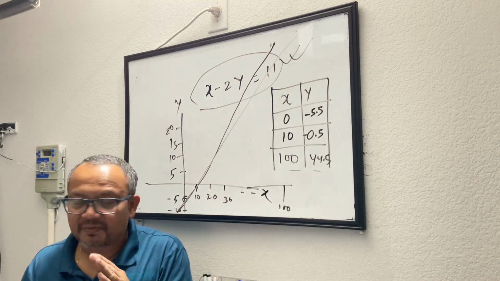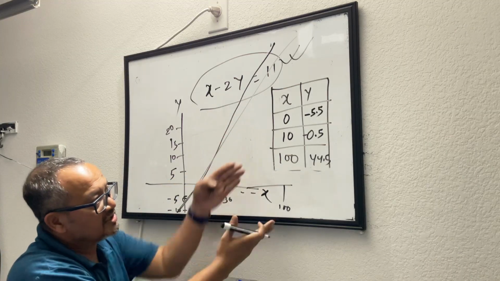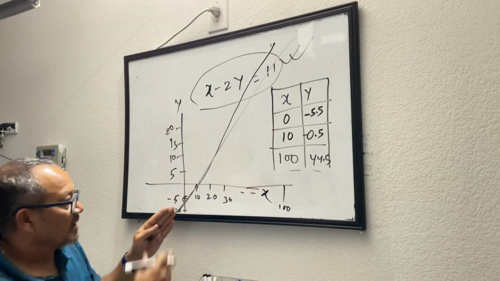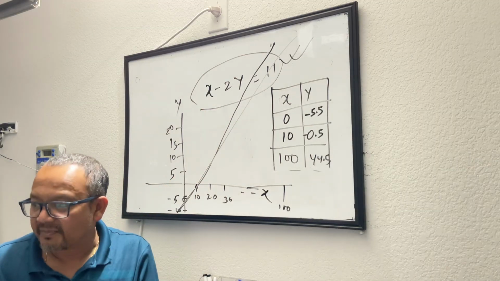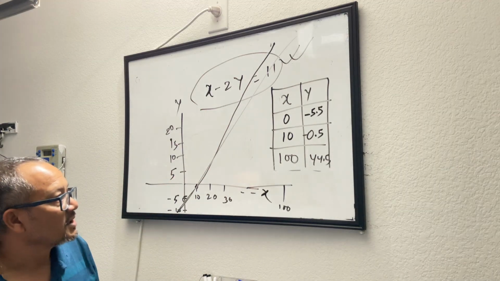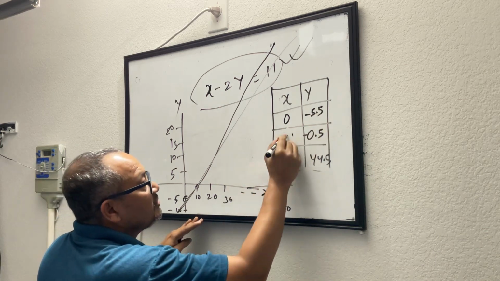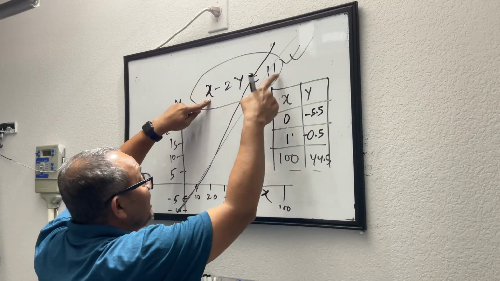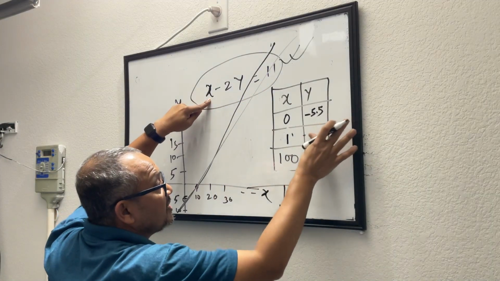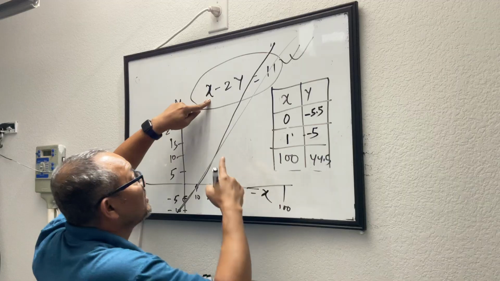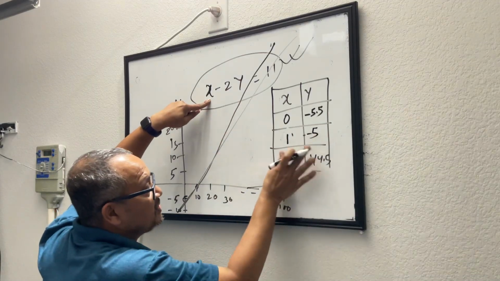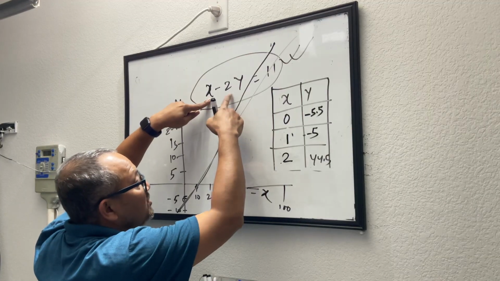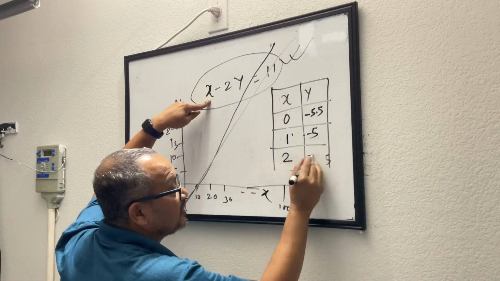When you do it on graph paper, you will see. Maybe I did not choose the right combination. I picked a very big range. If I had picked 0, 1, 2, I would have been able to represent this better, okay? Let me do that. If I put x equal to 1, it becomes minus 2y equal to 10, so y will be minus 5, okay? When x is 2, y becomes 9 by 2, which is minus 4.5.